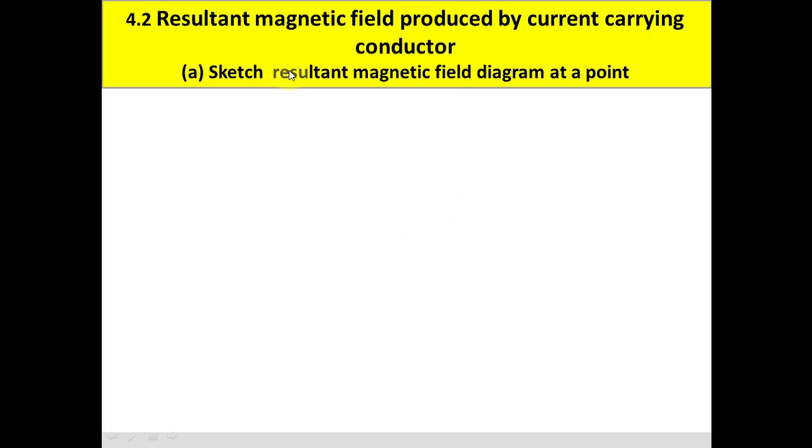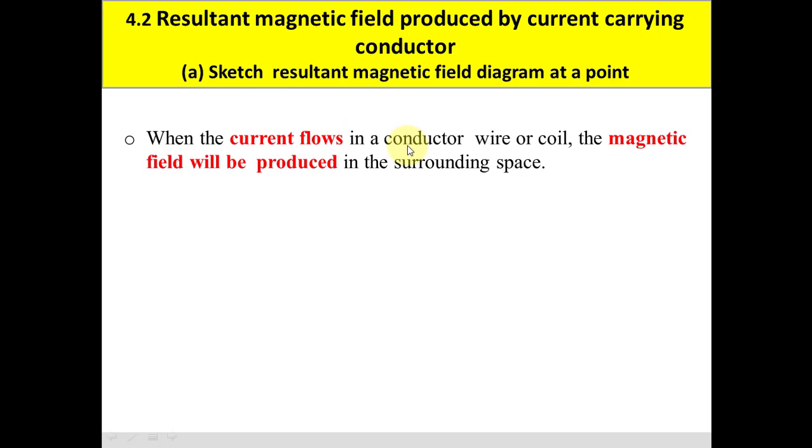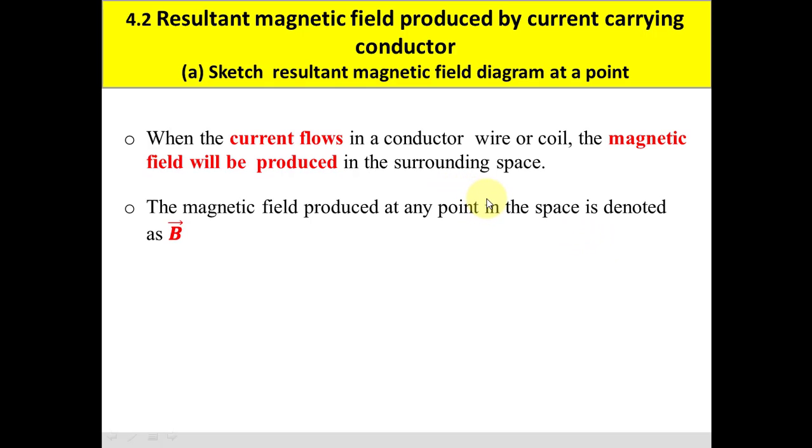Hi everyone. 4.2 Resultant magnetic field produced by current carrying conductor. For 4.2a, we learn how to sketch the resultant magnetic field diagram at a point. When a current flows in a conductor wire or coil, a magnetic field will be produced in the surrounding space.